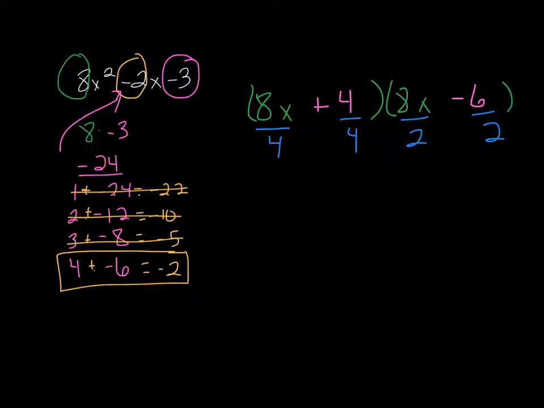So we're throwing out 4 here, 2 here, which multiplied together does mean the extra 8 we need to throw out. So 8x divided by 4 is 2x. 4 divided by 4 is 1. And then 8x divided by 2 is 4x. 6 divided by 2 is 3. So 2x plus 1, 4x minus 3.